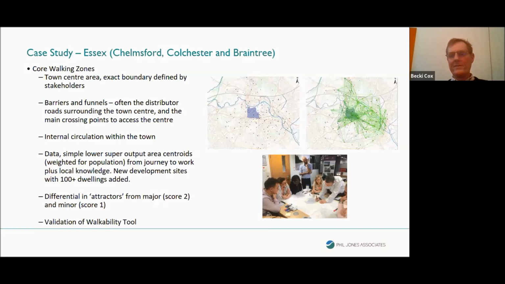Ashley is here from Living Streets, and he's going to talk about the walkability tool later, but what happened in Essex was when they applied the walkability tool after this data-led exercise had been done, the two happily married up quite well. So it looked like it helped to validate that the walkability tool was matching up to what the officers felt instinctively was happening on the ground.